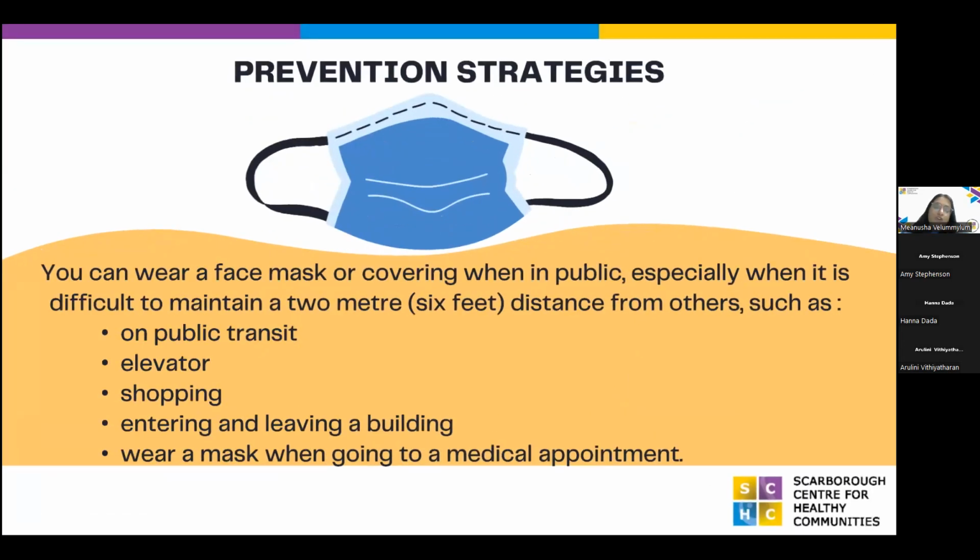And you can also wear a face mask or a face covering when in public spaces, especially when it's difficult to maintain that 2 meter or 6 feet distance from others. So for example, if you're on public transit, if you're in an elevator because it is a tight space, when you're out shopping because there's a possibility for overcrowding, entering and leaving a building, and you should also wear a mask when going to a medical appointment.